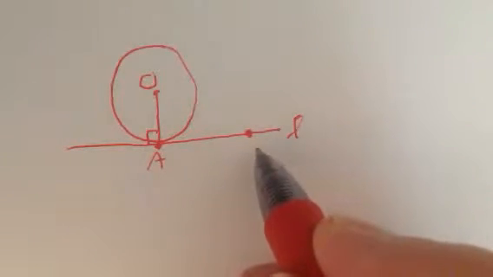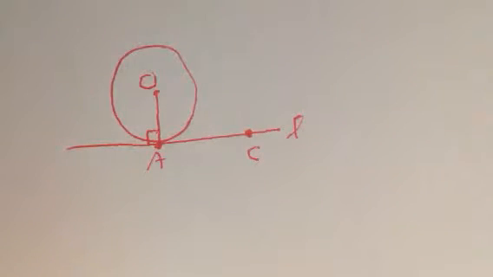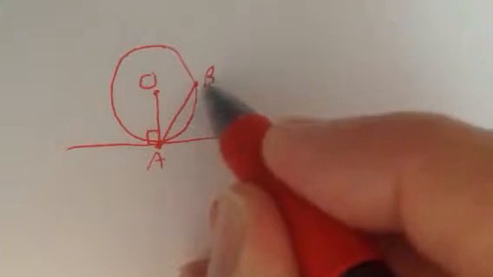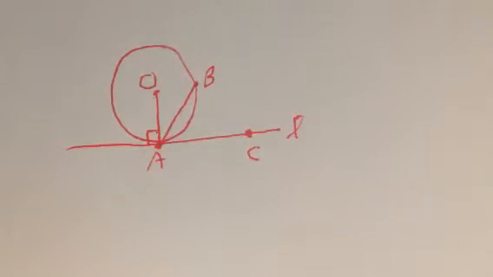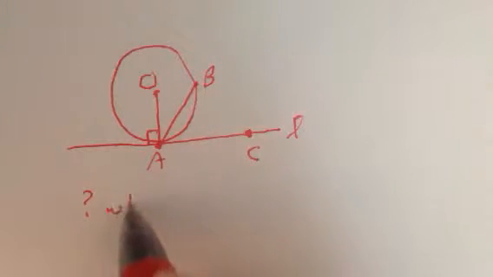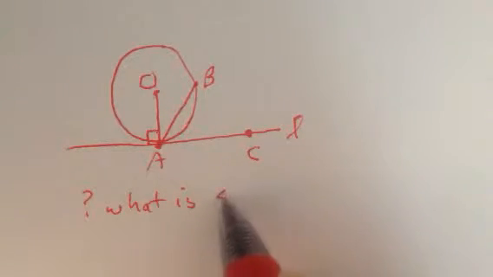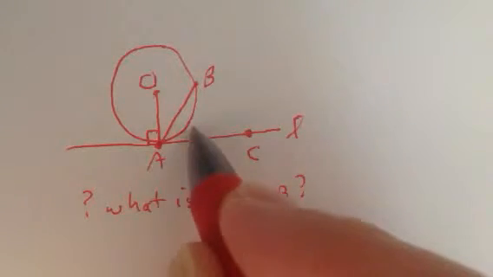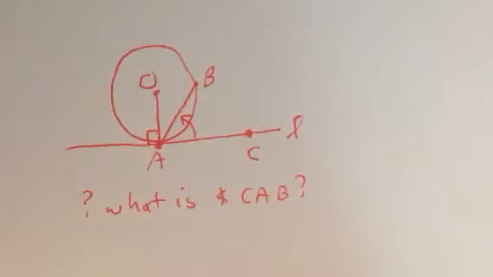Let's say we have a point C out here, just for reference. And we have a chord, AB, like such. And the question is, what is angle CAB? This angle here. What is that angle? And how can we relate that angle to the measure of arc AB?